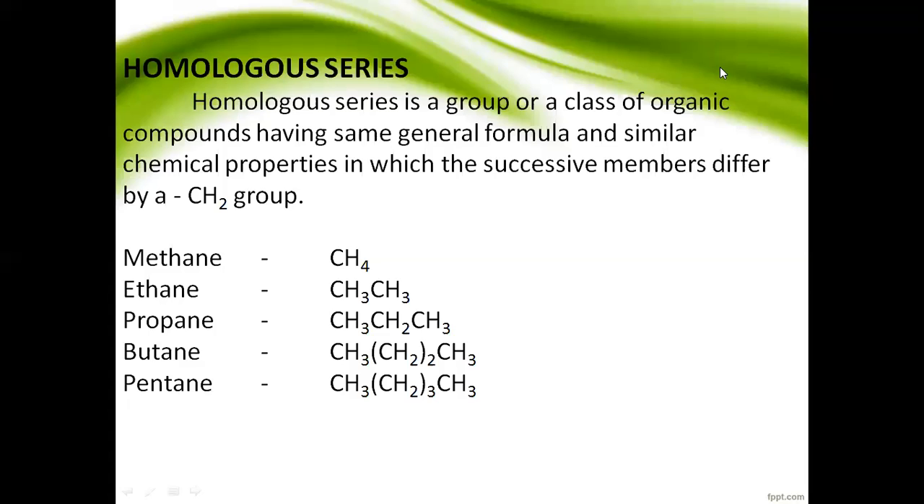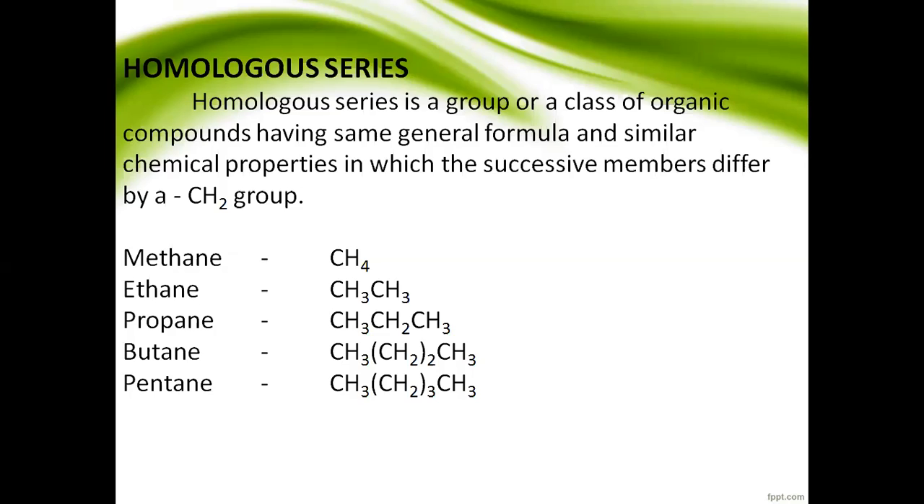Next one is homologous series. A homologous series is a group or a class of organic compounds. Last time we discussed what a class of organic compounds is: a series of compounds containing the same functional group. So a homologous series is a group or class of organic compounds having the same general formula and similar chemical properties, in which the successive members differ by a CH2 group.